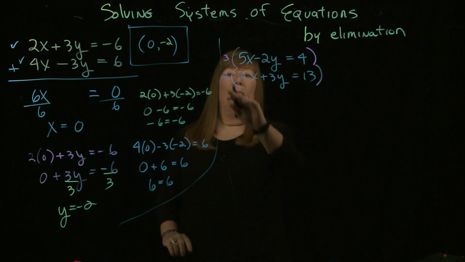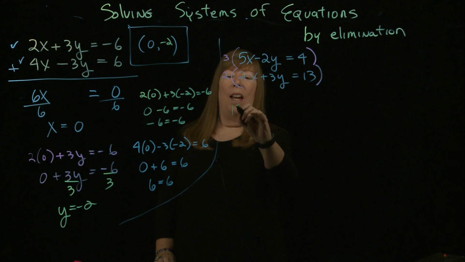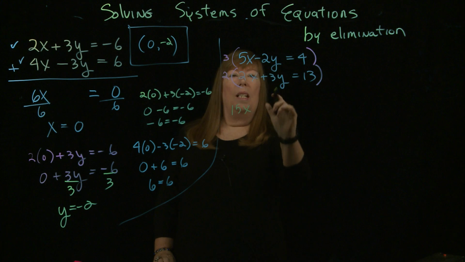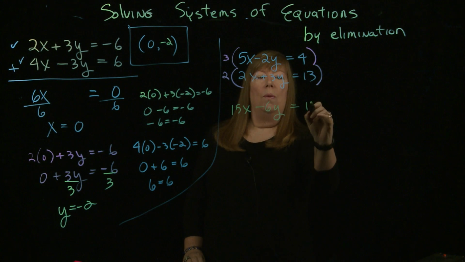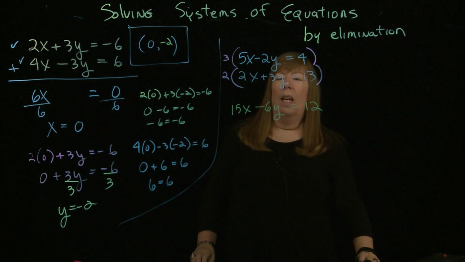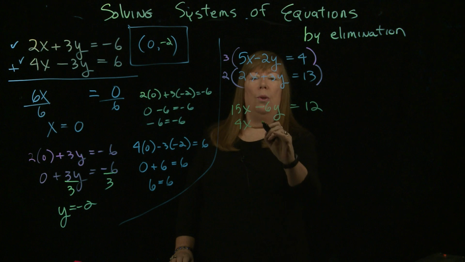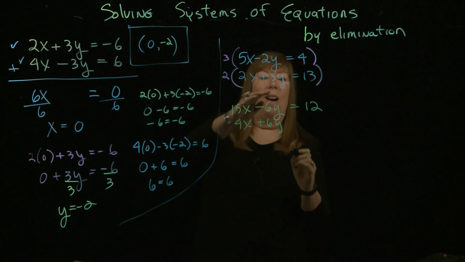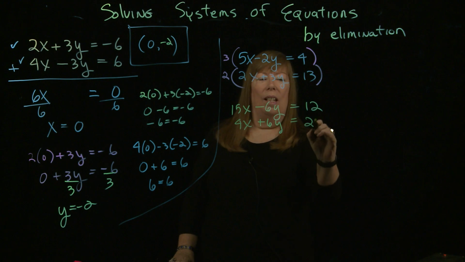Okay, so let's do it. Let's distribute. 3 times 5x is 15x. 3 times negative 2y is negative 6y, and 3 times 4 is 12. Good. Now the second equation. 2 times 2x is 4x. 2 times 3y is 6y. See how that worked? And 2 times 13 is 26.